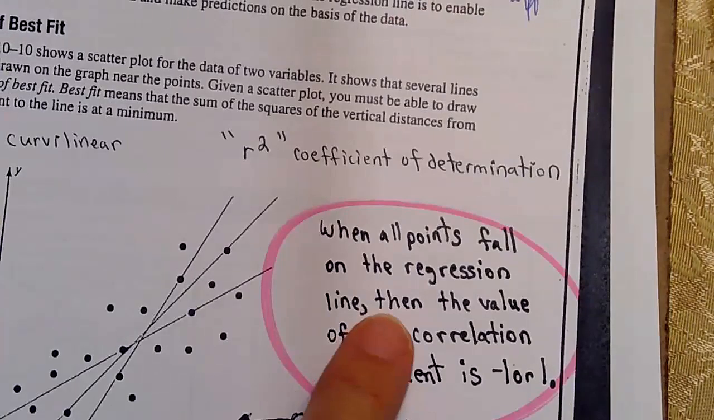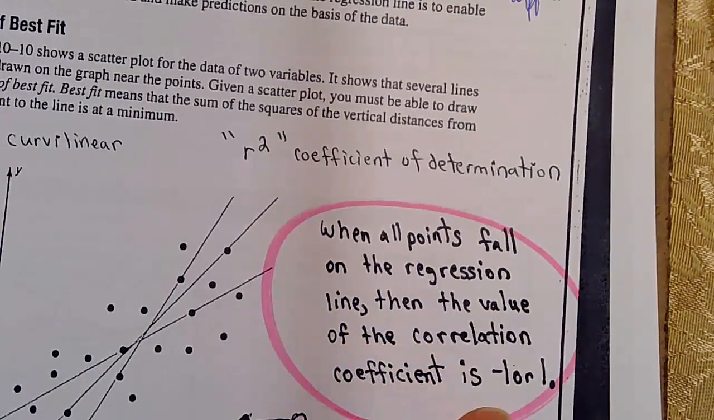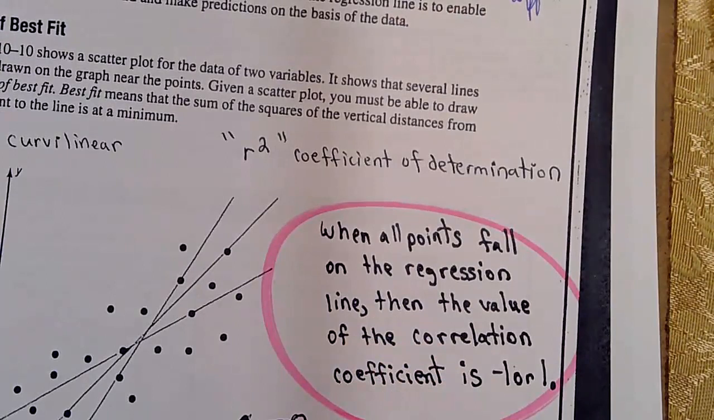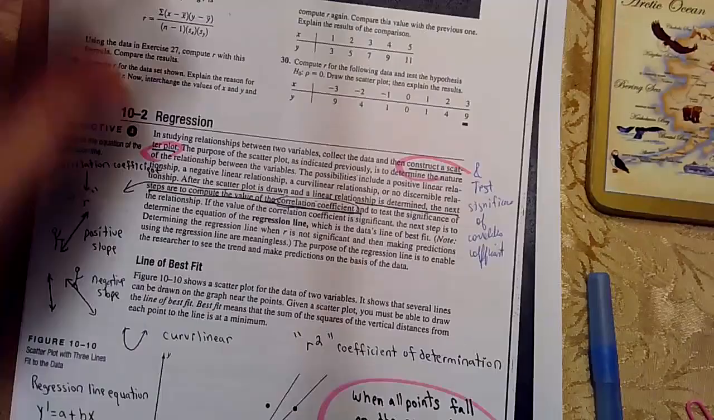And then this is important. When all points fall on the regression line, the value of the correlation coefficient is +1 or -1. So I think we wrote that down on the other page, right? Let's see what else I highlighted from the ebook.